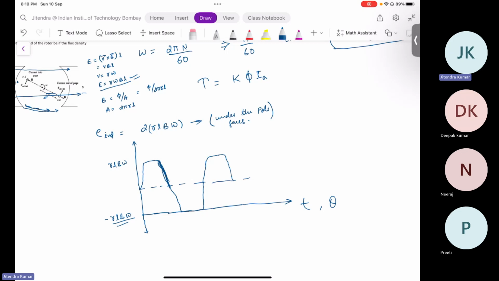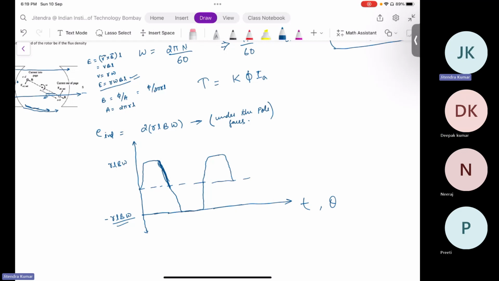So the EMF is dependent on position. It is not a flat DC, not a constant DC. It will have certain ripples in the induced EMF. You understand that, right? The EMF that is induced is not a flat DC. It will have certain ripples, and this ripple will be reduced as you increase the number of poles.